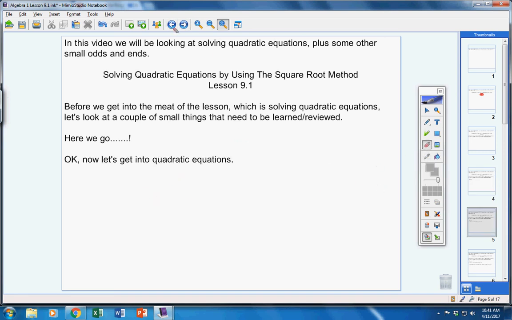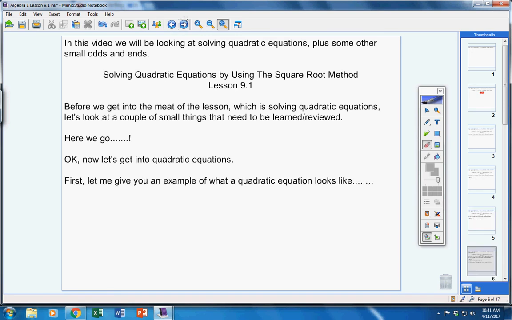Now, let's get into quadratic equations. First, let me give you an example of what a quadratic equation looks like, okay? This is a very standard quadratic equation. X squared minus 6x equals 10. There. Now, I'd like you to copy that in your notes, please. I'm going to compare that to a linear equation. There's a linear equation. Please copy that in your notes.